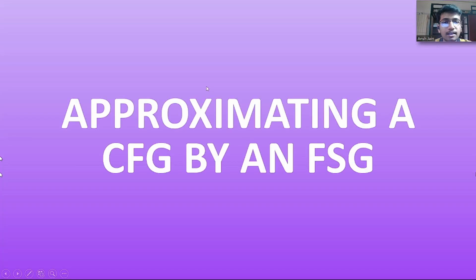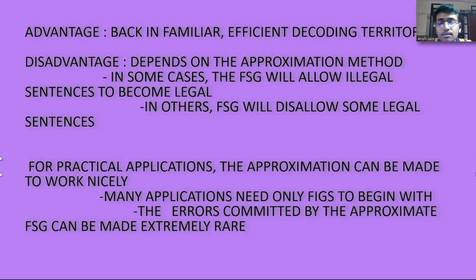So let us see how we approximate a CFG using an FSG. The main advantage of the FSG is efficient coding. That's what we have seen. We need to approximate the CFG using FSG, as CFG can go infinitely deep and infinitely long. So we need to approximate it.